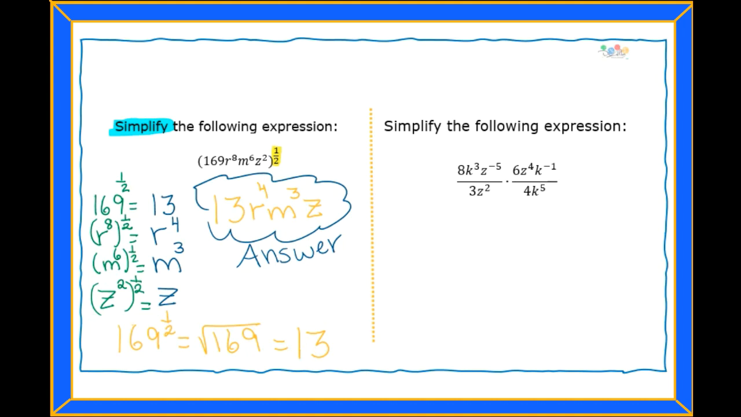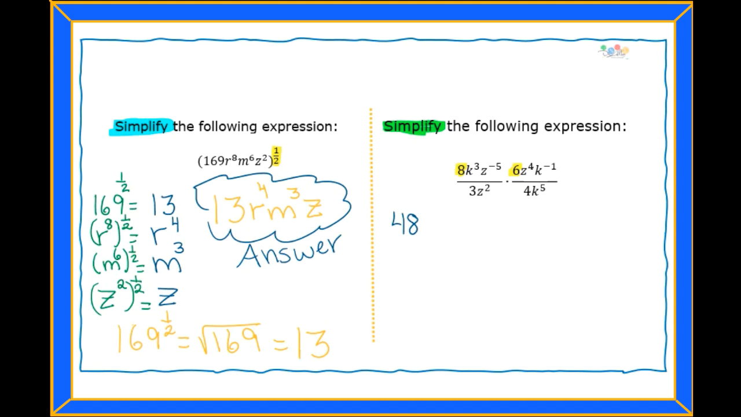So we still need to simplify the expression. Now it looks a little bit more ugly, right? But that's okay. We got this. Okay, so let's see what we're going to do first. Since I am multiplying, because I do see a dot in the middle, that means multiplication. So I will multiply 8 times 6. Is that right? 8 times 6 gives me 48. Very good.